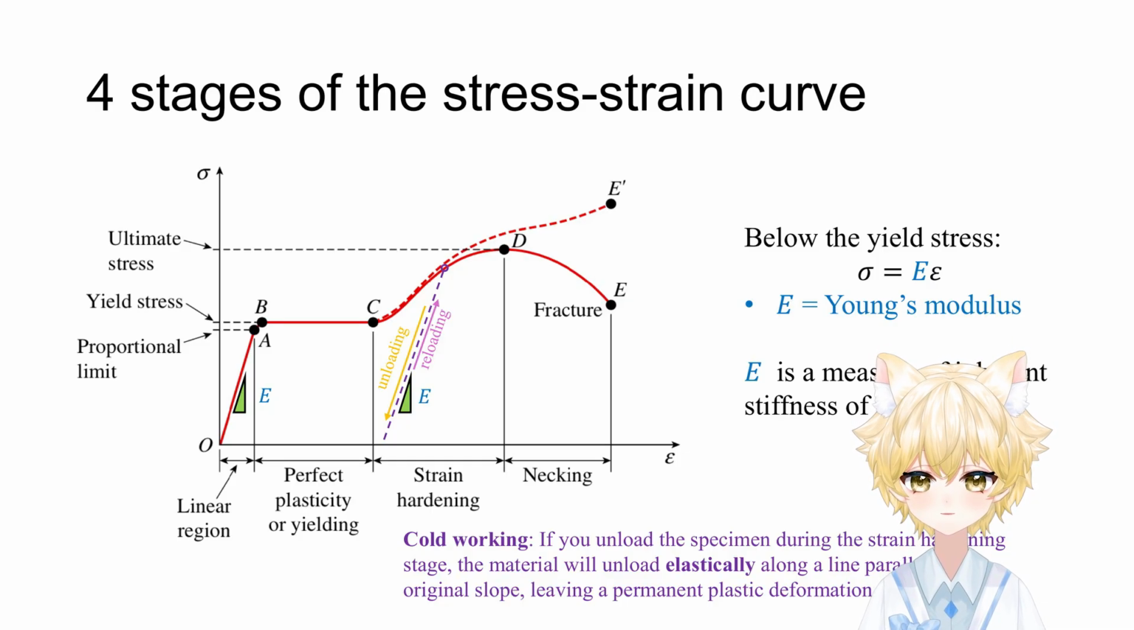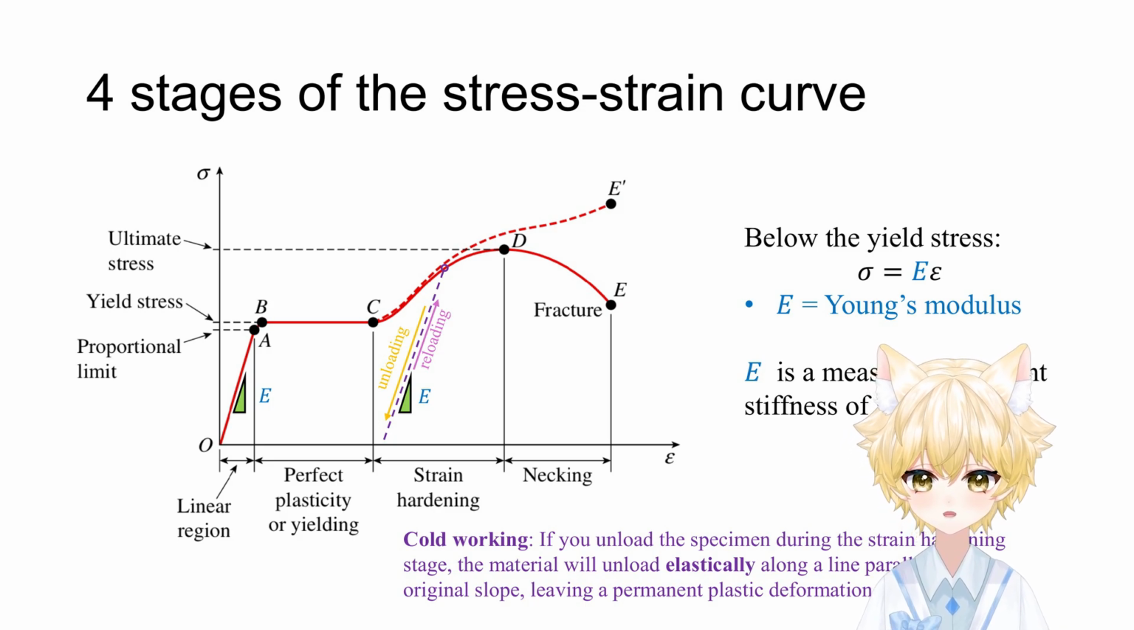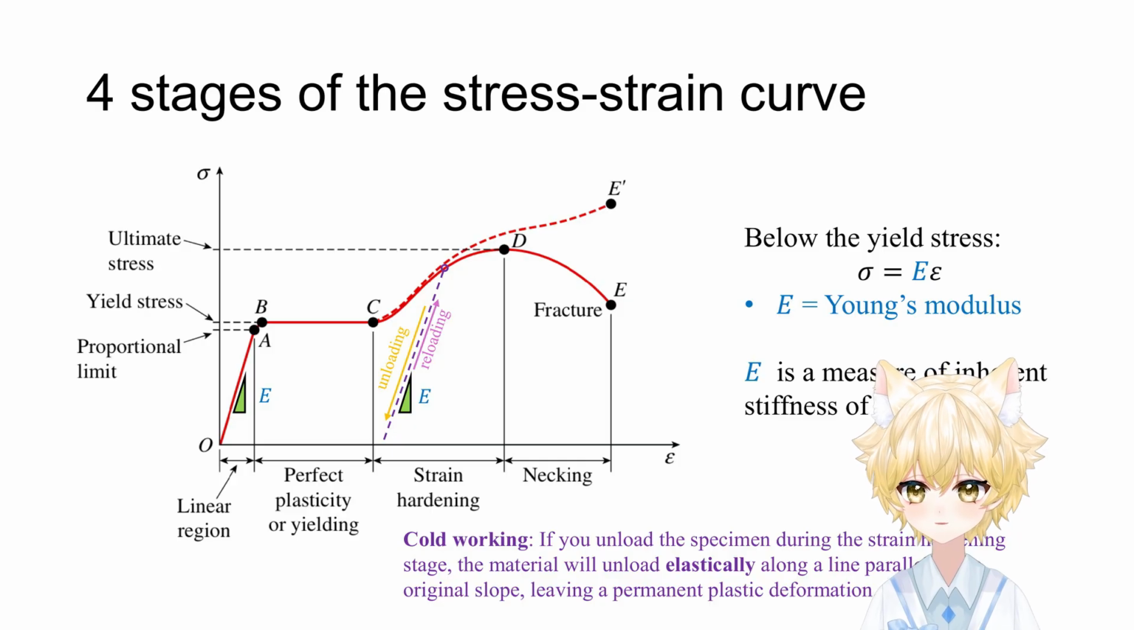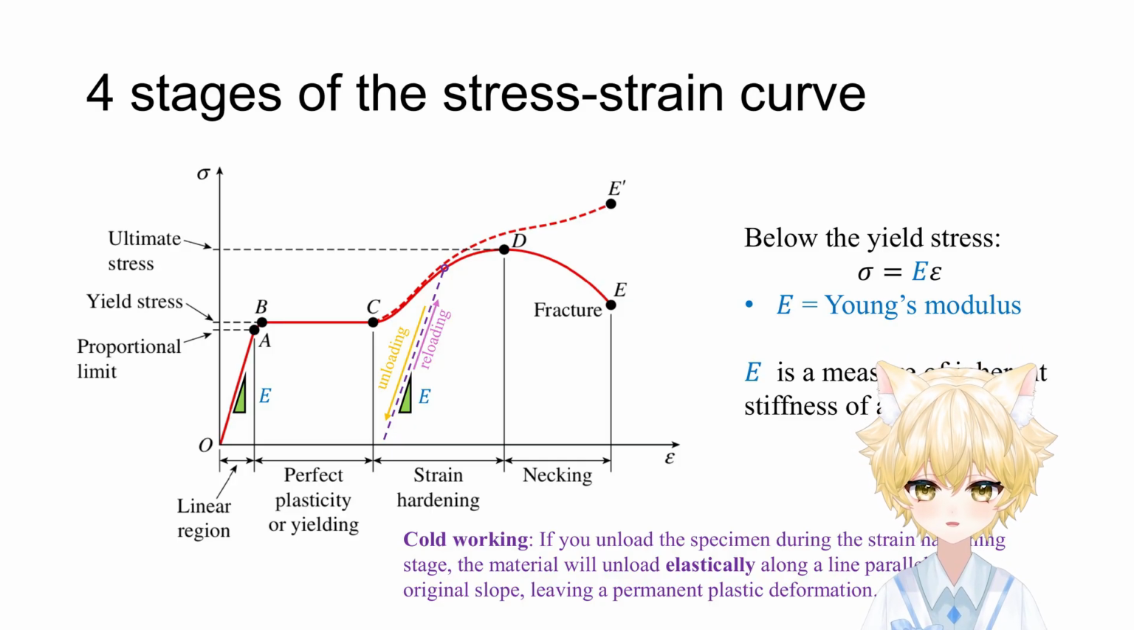For low-carbon steel, this is often accompanied by a yield plateau, where strain increases significantly while there is little or no increase in stress. This means the material can deform plastically without requiring higher stress. Microscopically, this corresponds to the onset of dislocation motion. Once yield begins, permanent deformation occurs. If we unload the specimen now, it will not return to its original length.